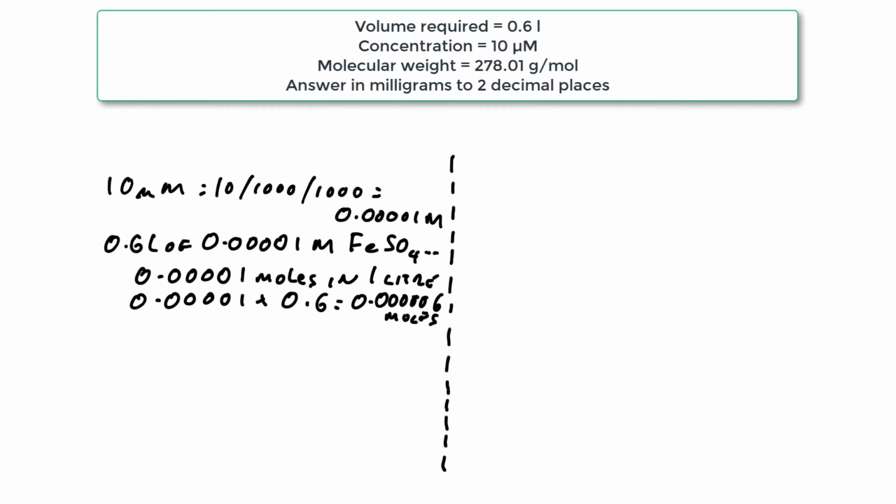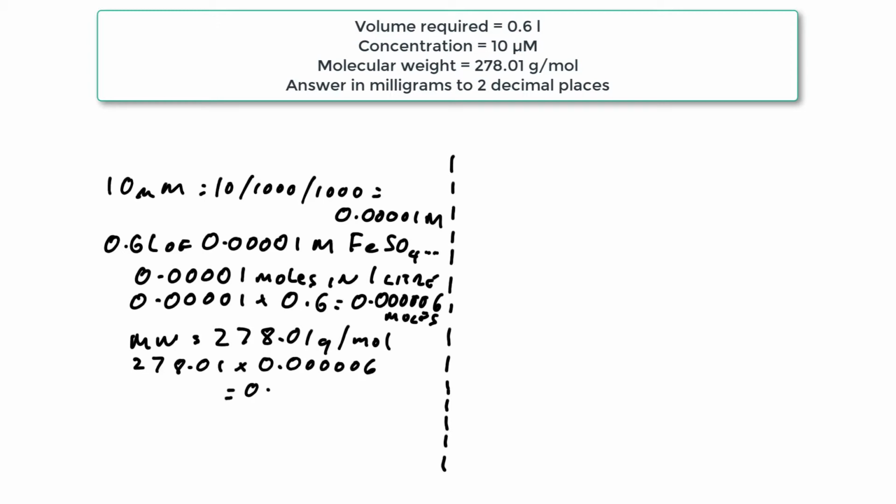Next, we need to convert these number of moles to grams, or in this case milligrams. Now, we know the molecular weight of the compound is 278.01 grams per mole. So to convert our number of moles to a weight, we just need to take the molecular weight and multiply it by the number of moles, and this gives us an answer of 0.001668606 grams.